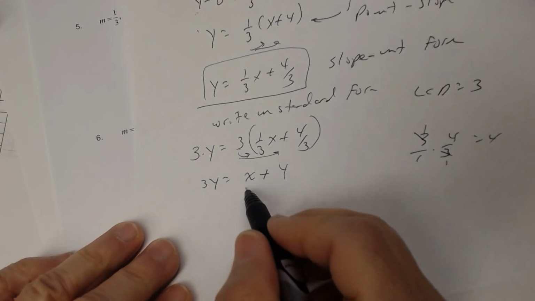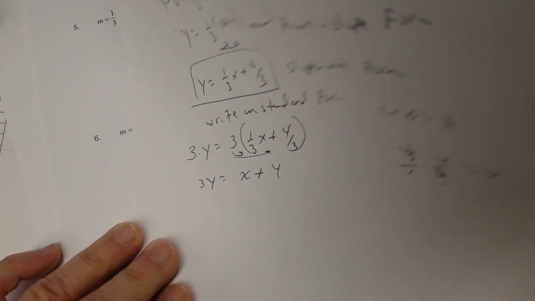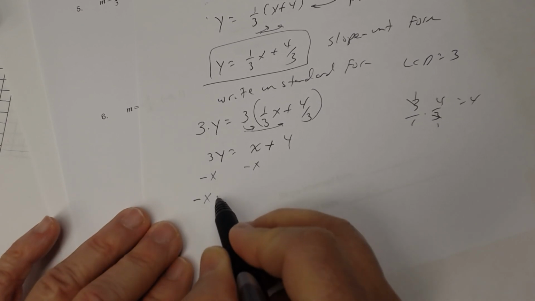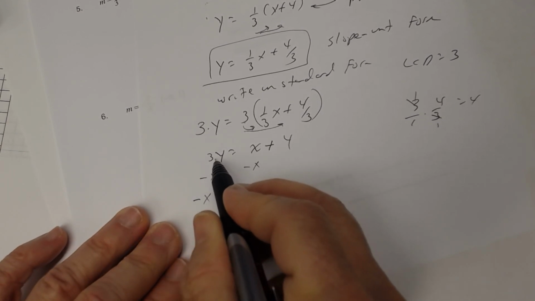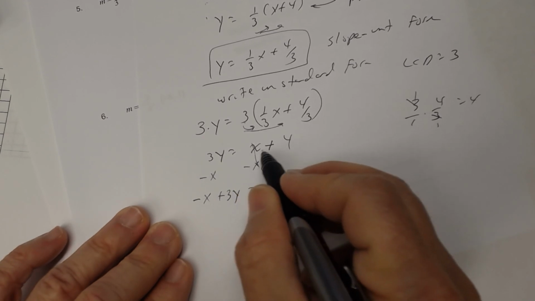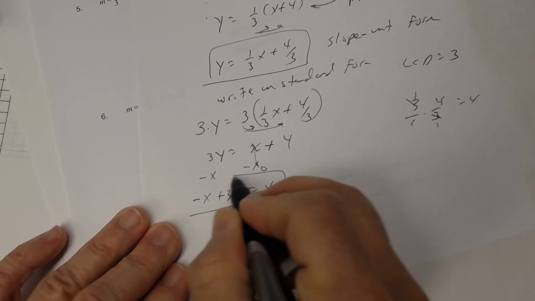And so finally you just bring the x to the other side. I'm going to subtract x from both sides. And so I get negative x plus 3y equals, x minus x is 0, 0 plus 4 is 4. So there's your standard form.